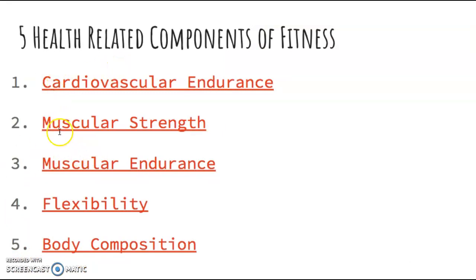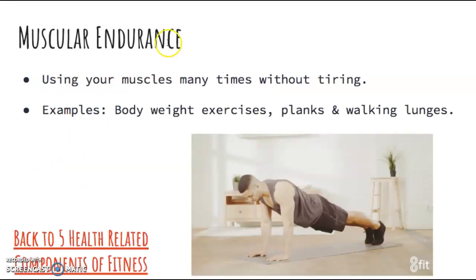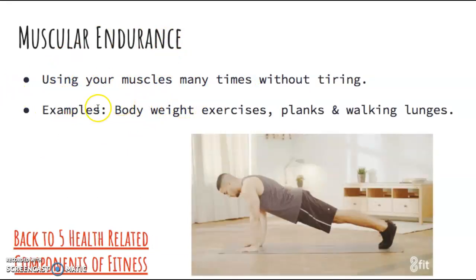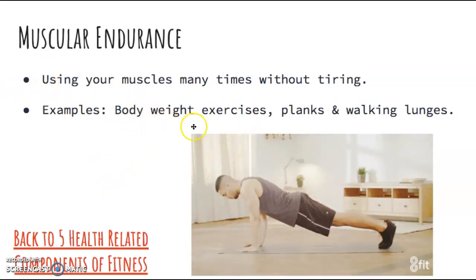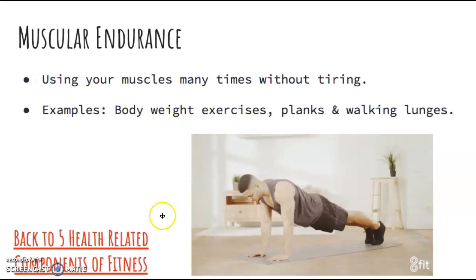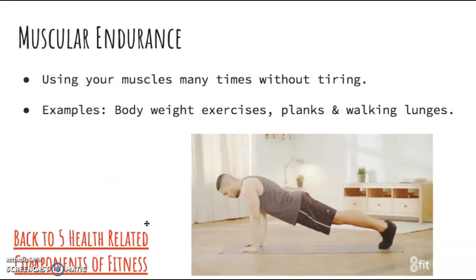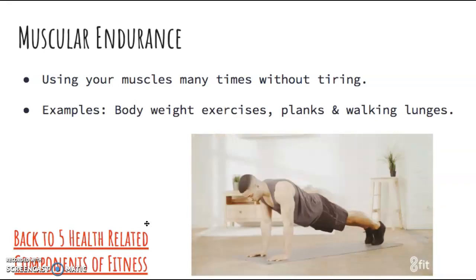So we covered 1 and 2. Let's go over muscular endurance, which is our 3rd component. Muscular endurance, so you're using your muscles again, but instead of seeing how much force they can produce in one or a few movements, you are trying to use your muscles as many times as you can without tiring. So a lot of times you're going to see muscular endurance being used with body weight exercises, so you're just using your body to do these exercises. You're not adding extra weight to them. Planks or walking lunges, most of the time there's no weight added, it's just your body weight exercises.